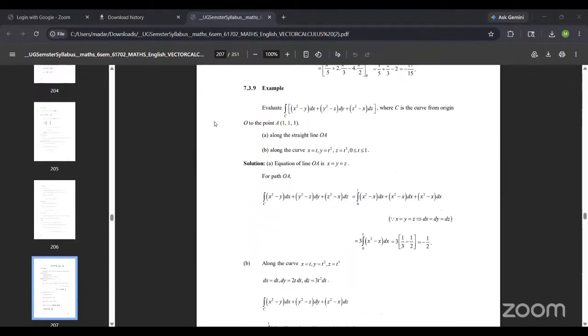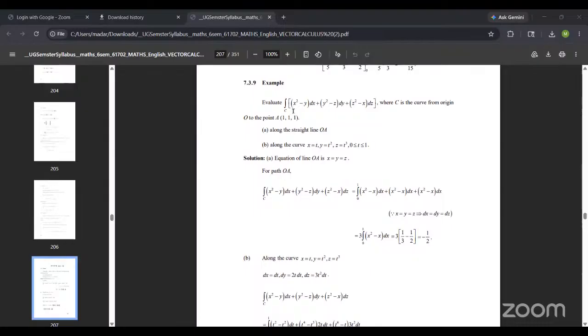Now let's see one more problem. Evaluate the line integral of the function x square y dx plus y square minus z into dy plus z square minus x into dz, where C is the curve from origin point 0, 0, 0 to A 1 comma 1 comma 1, along the line OA and along the curve x equal to t, y equal to t square and z equal to t cube.